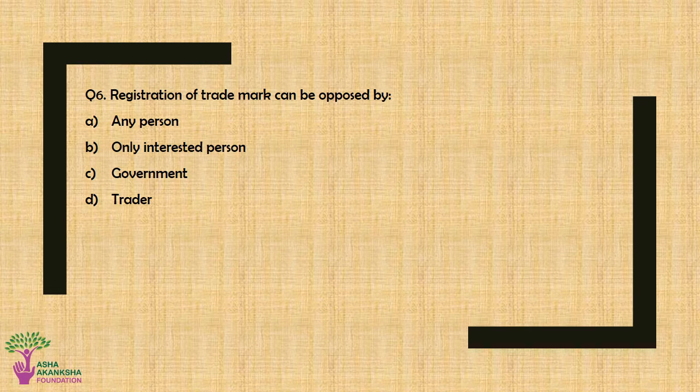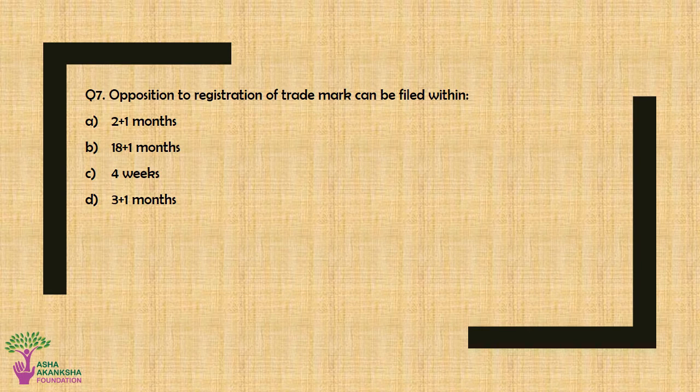Question number 6. Registration of trademark can be opposed by option A. Any person. Option B. Only interested person. Option C. Government. Or option D. Trader. The correct answer for this question is option A. Any person.